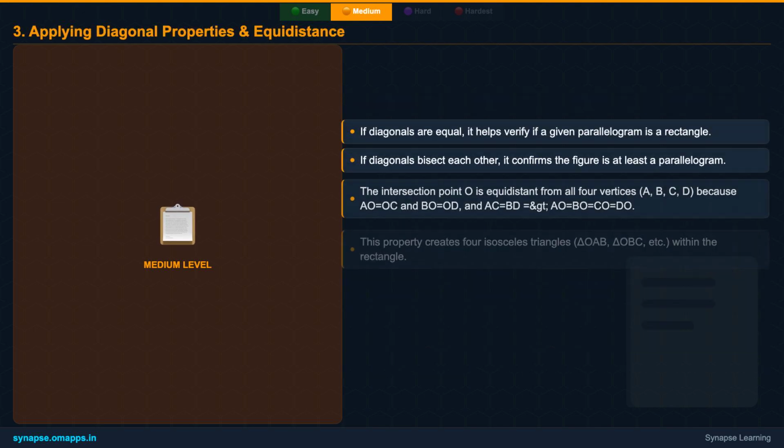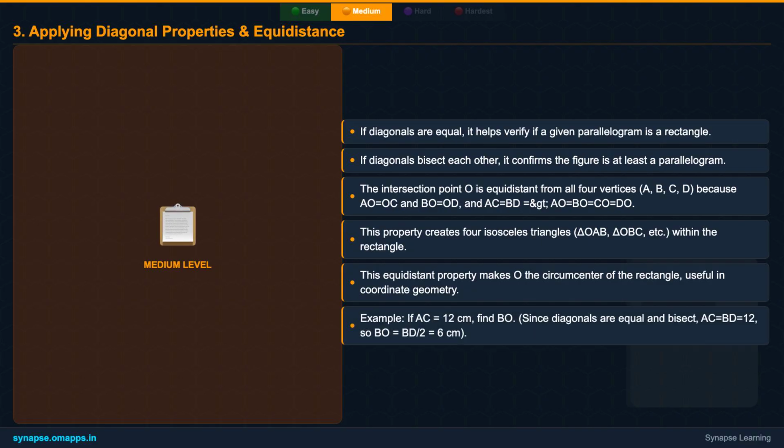These diagonal properties are not just theoretical, they have practical implications. The equality of diagonals can be used to confirm if a given parallelogram is actually a rectangle. Since the diagonals are equal and bisect each other, their intersection point, O, is equidistant from all four vertices A, B, C, and D. This means OA, OB, OC, and OD are all equal in length. This makes O the circumcenter of the rectangle, a crucial concept in coordinate geometry. This single point being equidistant from all corners is a powerful characteristic, simplifying many geometric calculations and proofs.